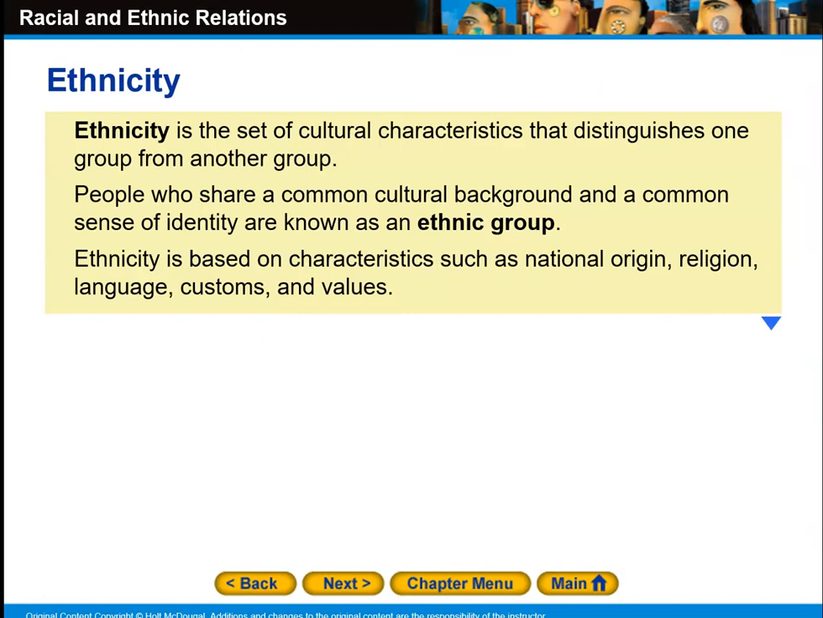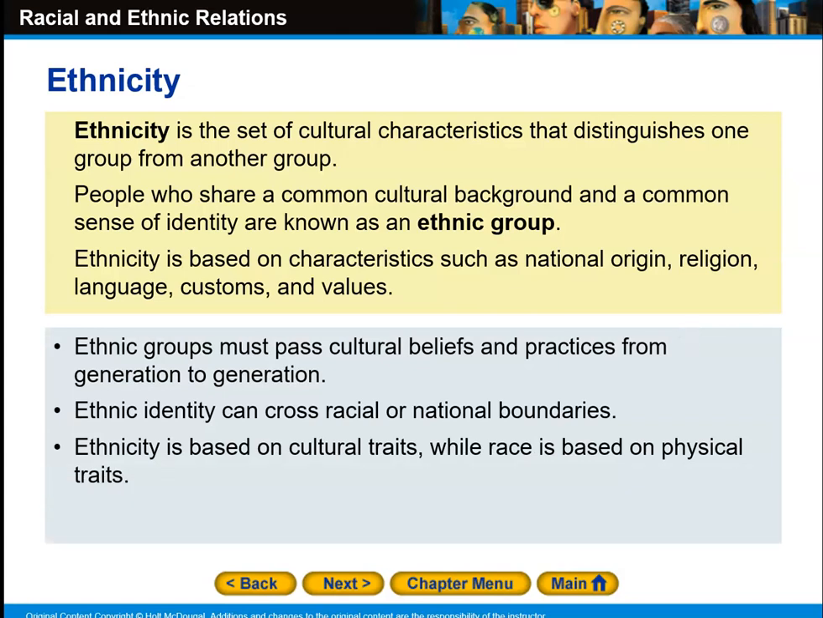Ethnicity. Ethnicity is the set of cultural characteristics that distinguish one group from another group. People who share a common cultural background and a common sense of identity are known as an ethnic group. Ethnicity is based on characteristics such as national origin, religion, language, customs, and values. So your ethnicity could be Irish, could be Italian, it could be Chinese, or it could be Indian.